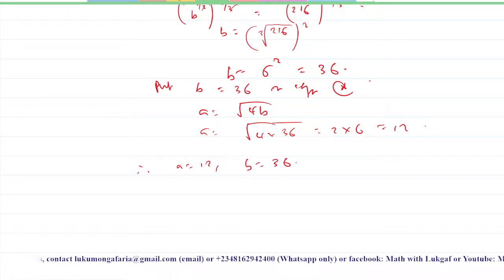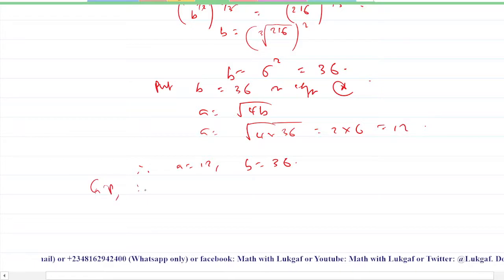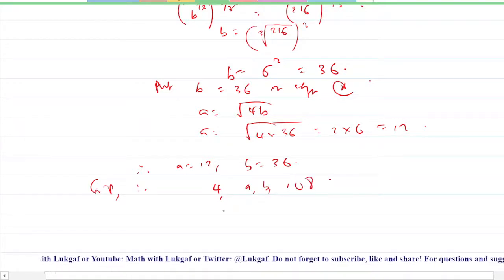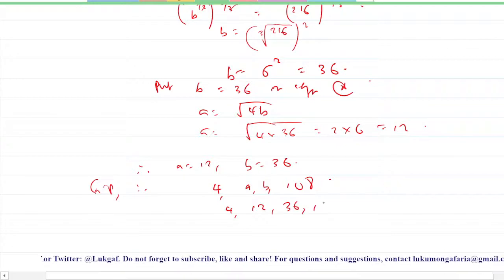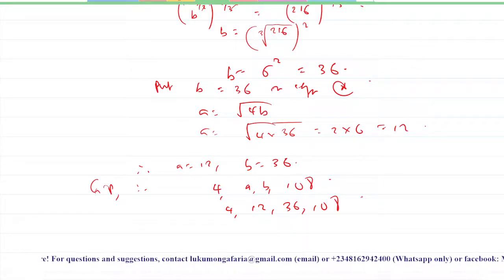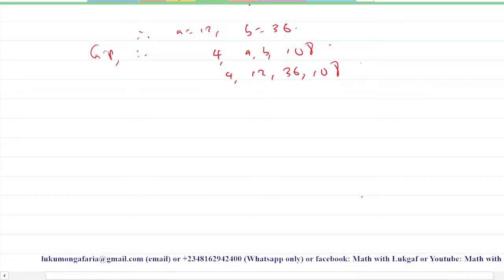and B is equal to 36. So it means my GP now is going to be 4, A, B and 108 before. So that's going to give me 4, 12, 36 and 108. If you check it very carefully, we can find my first term A, which is 4. Then your common ratio is 3.